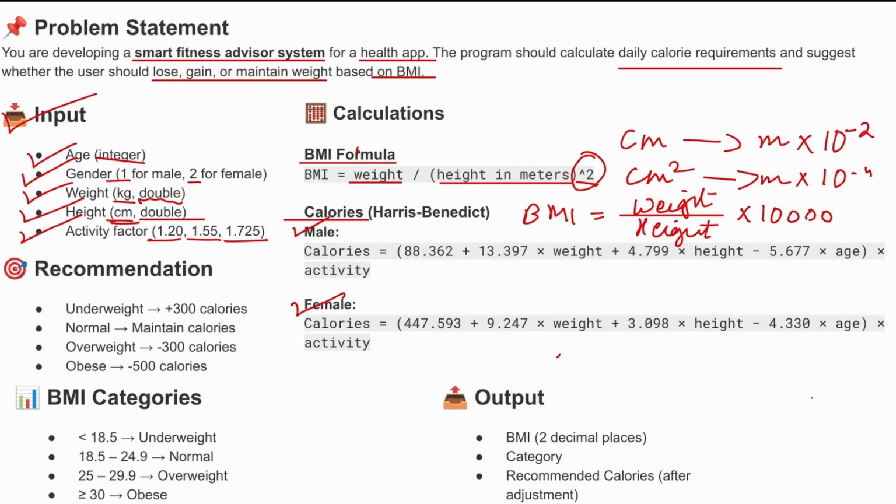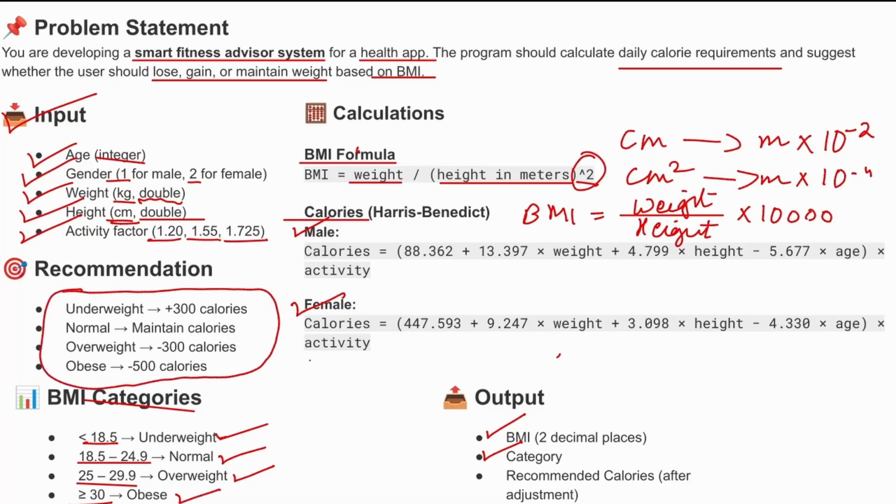Now in the output, first we have to show the BMI, then we have to show the category, and these are the categories. If it is less than 18.5, then the user is underweight. If it's between 18.5 and 24.9, then the user is normal. If it's between 25 and 29.9, then it's overweight. And if it's greater than or equal to 30, then it's obese. And based on these categories, we need to recommend the calories. So whatever calories we got, we need to add this with it.